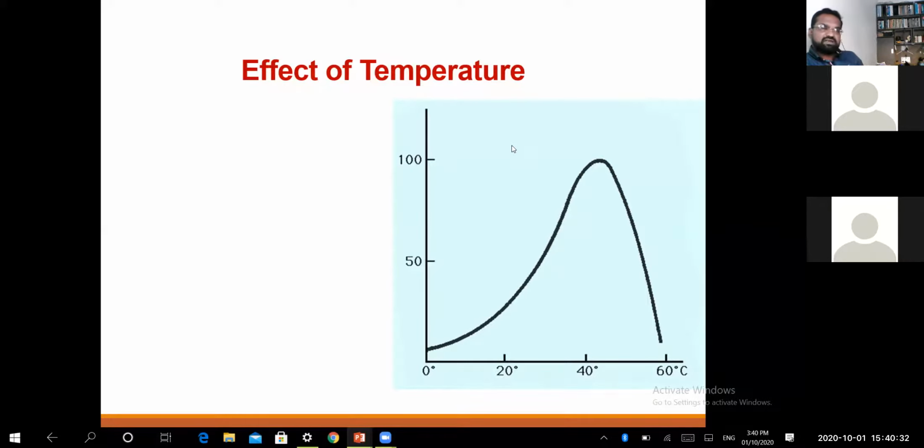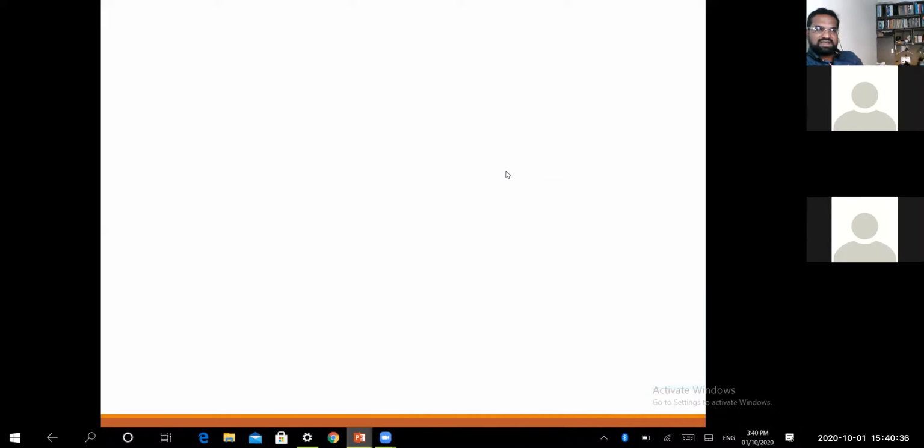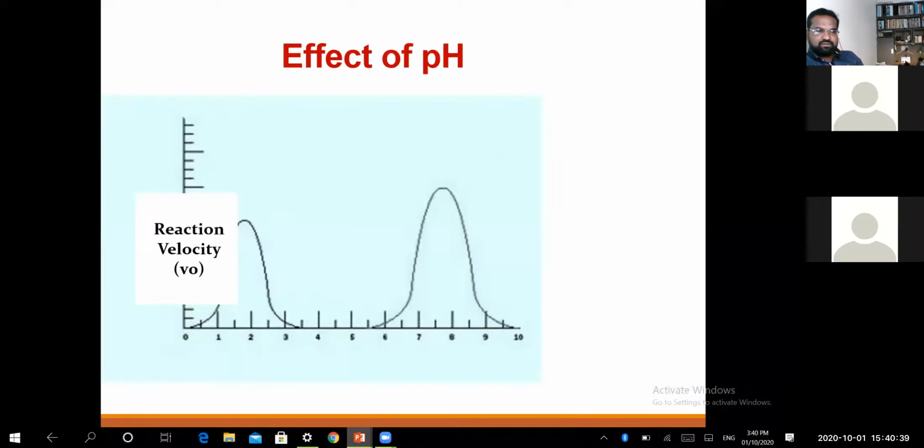So this will be the effect of temperature. The same thing is there for the effect of pH also. Different kinds of enzymes will have different pH requirements. Similarly, the temperature requirements are also there. In this image you can see we are studying two different kinds of enzymes, pepsin and trypsin. Pepsin works well under acidic conditions, whereas trypsin works well under slightly alkaline conditions.